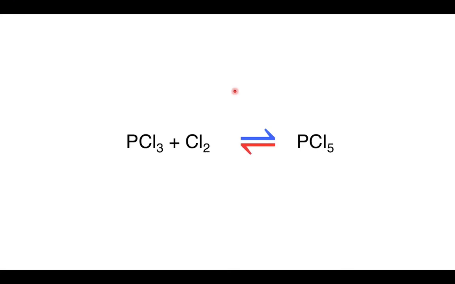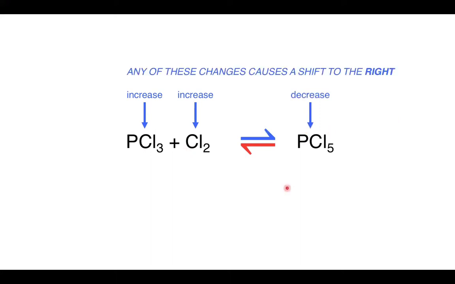So here we have an equilibrium between PCl3 and chlorine. So the equilibrium lies like this: PCl3 plus chlorine gives PCl5. So if we increase these, then this will decrease. And then any of these changes causes a shift to the right.